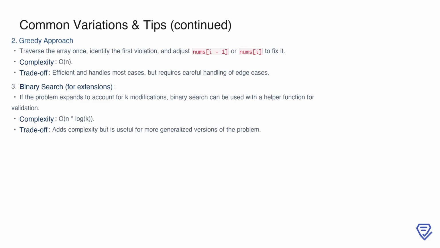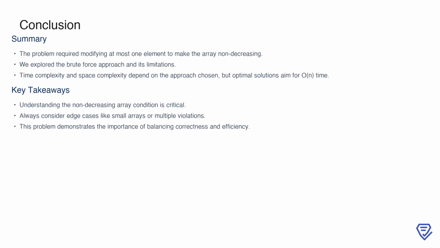For extended versions of the problem, where more than one modification is allowed, binary search can be a valuable tool. By combining binary search with a helper function to validate the array, you can solve these generalized problems with a complexity of O(n*log k). While this approach introduces additional complexity, it's a powerful technique for variations that go beyond the one modification constraint.